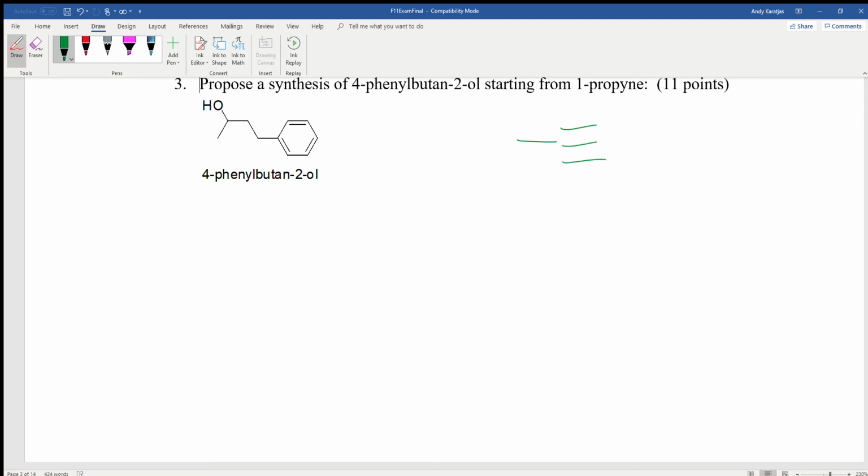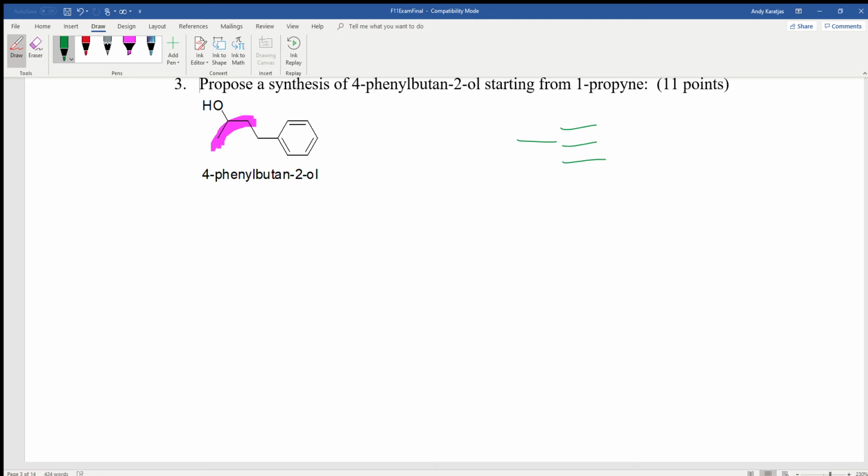So 1-propyne, 3-carbon molecule, clearly doesn't include the aromatic ring. And so my initial thoughts would be that these 3 carbons here are the carbons of 1-propyne. And that makes sense because we know that we can put extra carbons onto the side of a terminal alkyne by removing the hydrogen and then adding an appropriate electrophile.